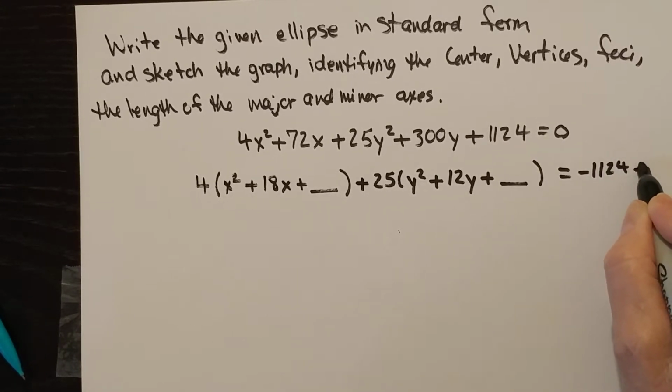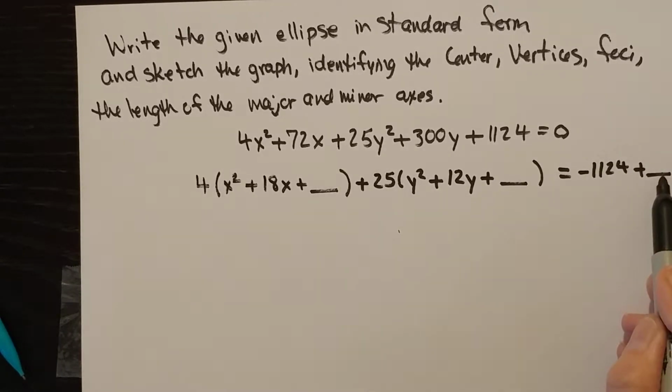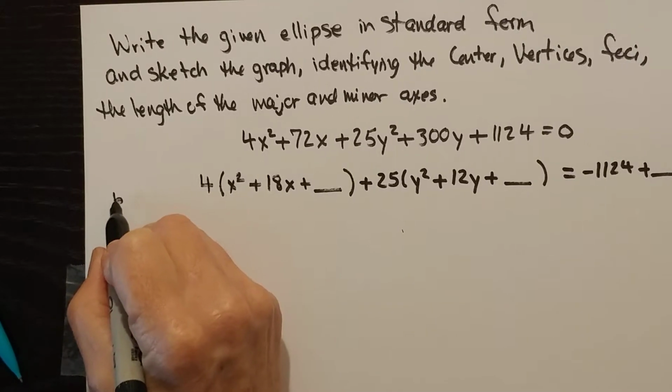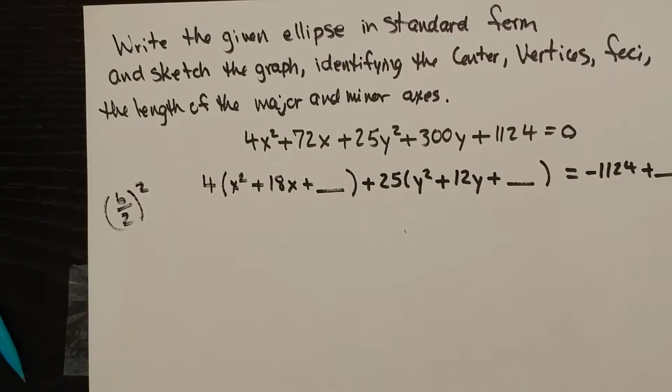1,124. But if I add something to the left over here, I've got to add it to the right over here. So let's figure out what it is we need to add to create a perfect square binomial. So right here, what you add to both sides is b over 2 quantity squared. This is just how you complete the square. It's part of the process.